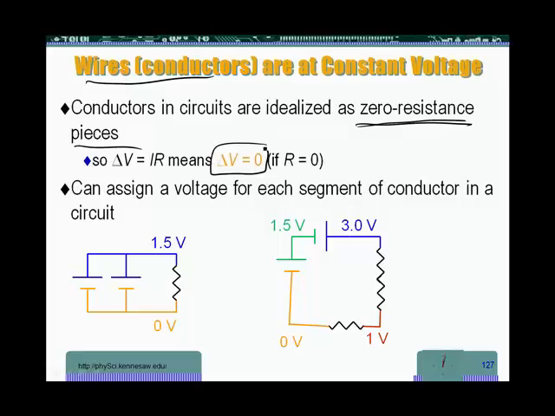So actually, whenever you have wires in a circuit, you can use a coloring pen, for example. You can assign a voltage for each segment, and the voltage is going to be the same throughout. For example, in this circuit here, all the green is 1.5 volts, all the blue is 3 volts, all the brown is 1 volt, all the orangish is 0 volts. Each segment is going to be at the same electrical potential.